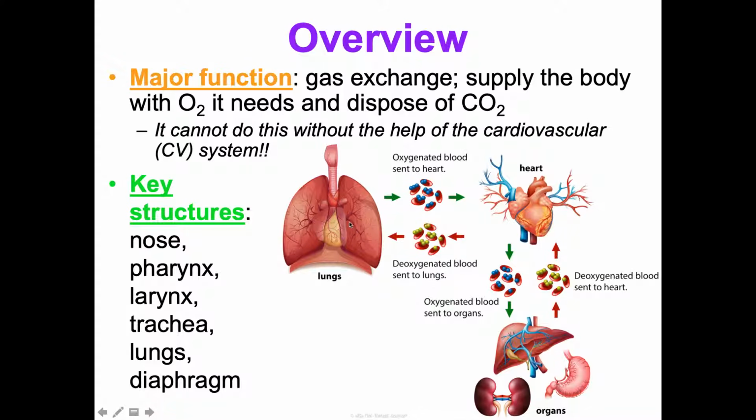So if you remember from concept 2, we would say this green little pathway would be our systemic circuit through the heart, and then the red pathway would be the pulmonary circuit. But that's kind of the main overview of what's going on in the connection to the cardiovascular system.